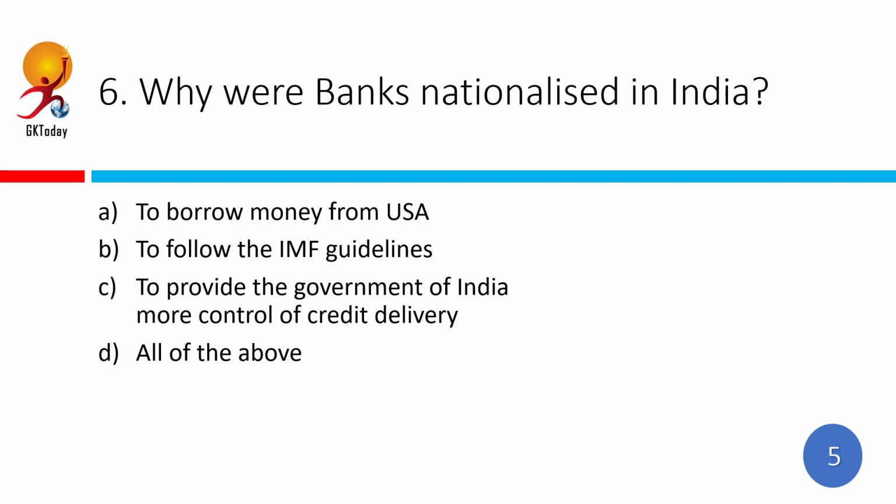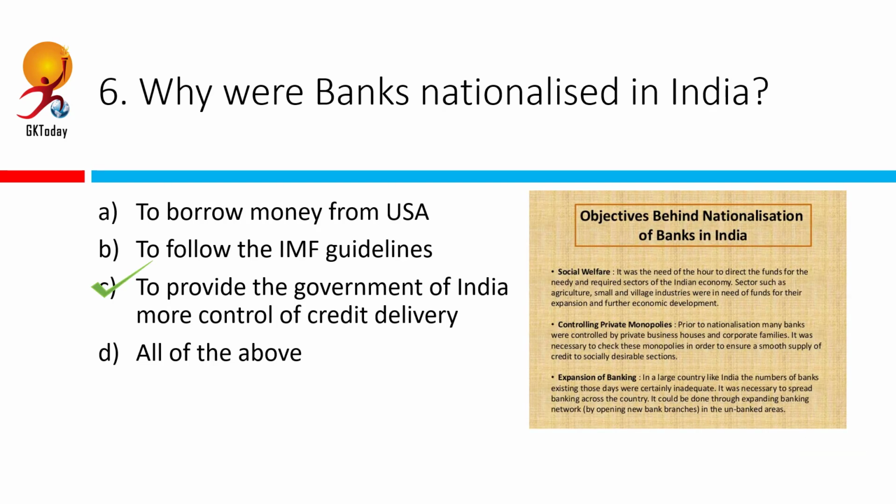Why were banks nationalized in India? And the correct answer is to provide the government of India more control of credit delivery. So there are a number of reasons for this. Immediately after independence, the government had adopted a planned economy, and thus India embarked on a socialist path with the first 5-year plan launched in 1951. And one of the basic tenets of a planned or socialist economy is social ownership of means of production.